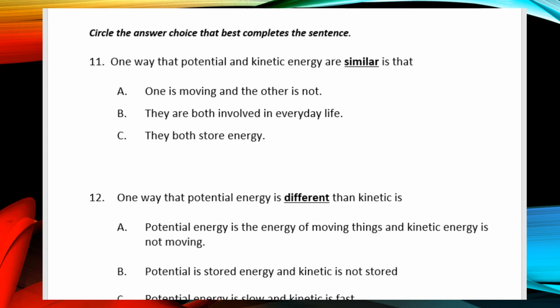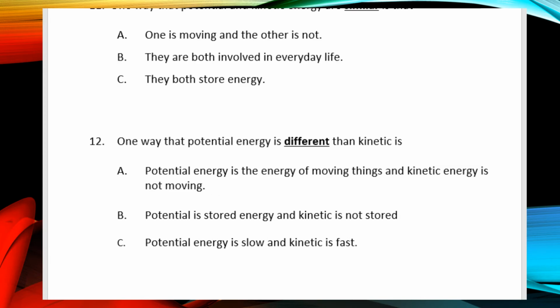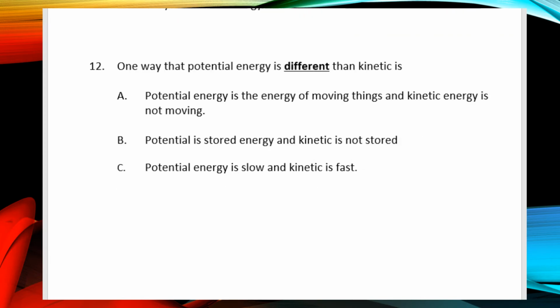Number 12, one way that potential energy is different than kinetic energy is A, potential energy is the energy of moving things and kinetic energy is not moving. B, potential is stored energy and kinetic is not stored. C, potential energy is slow and kinetic is fast.